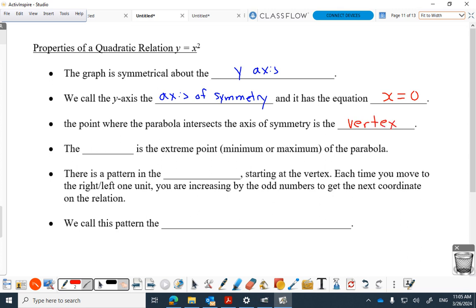It is the corner of shapes where two sides meet. And here it's where two lines meet, where the parabola meets the axis. The vertex is the extreme point of the graph. That's the word we're going to use again and again, the vertex. There's a pattern in the differences. Starting at the vertex, each time you move right or left one, you're increasing by the odd numbers. There's the 1, 3, 5.